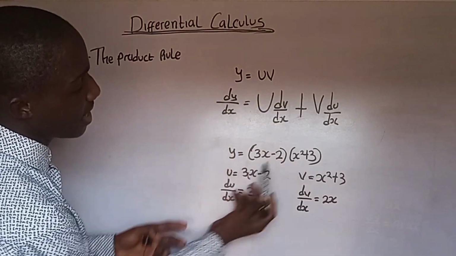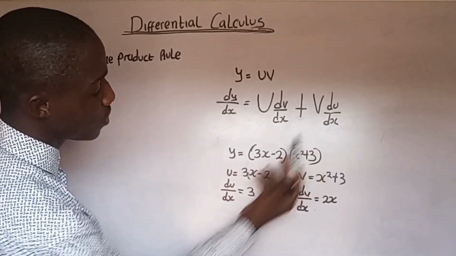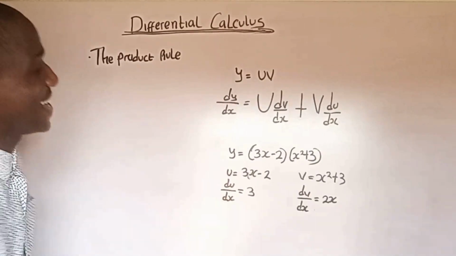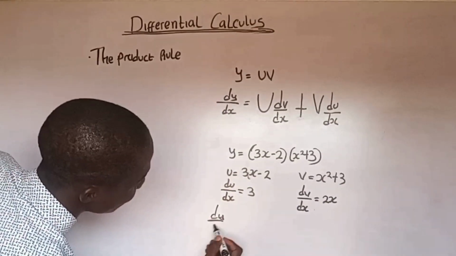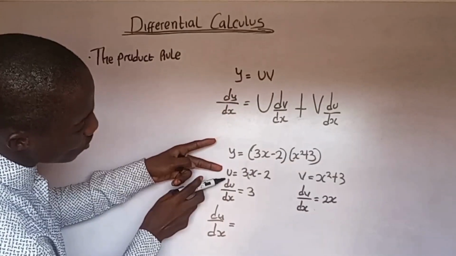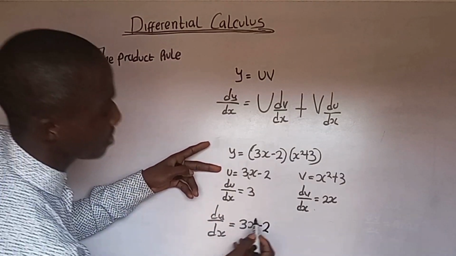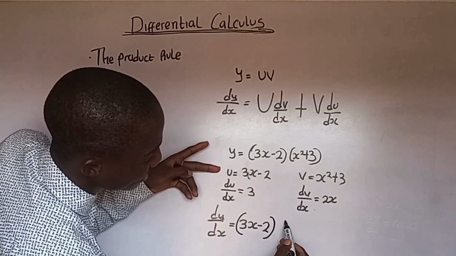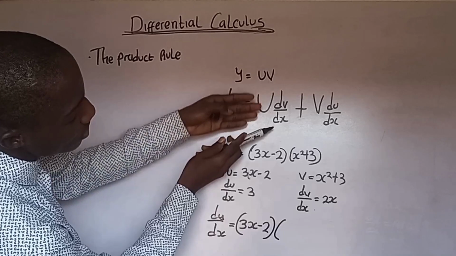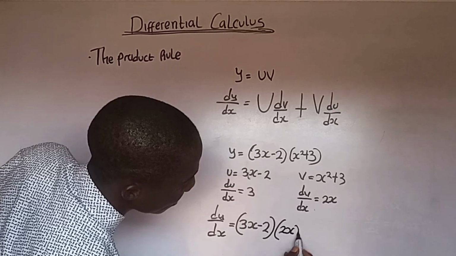My u is here, and my v is here. My dv over dx is here, and my du over dx is here. The next thing is to substitute all the parameters inside the formula. Now look at this. dy over dx is equals to u. My u is 3x minus 2, so I'm going to have 3x minus 2. Let me put that one in the bracket. Open another bracket now. dv over dx, my dv over dx is 2x, so I'm going to have another 2x here.